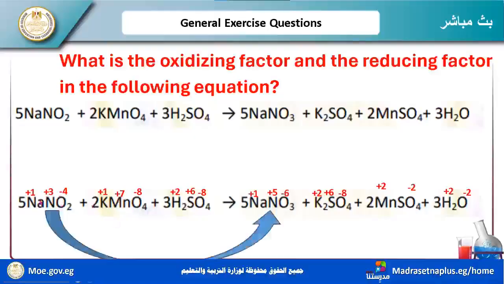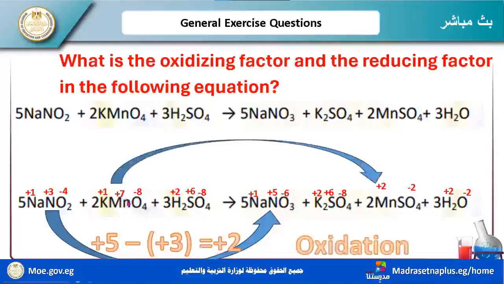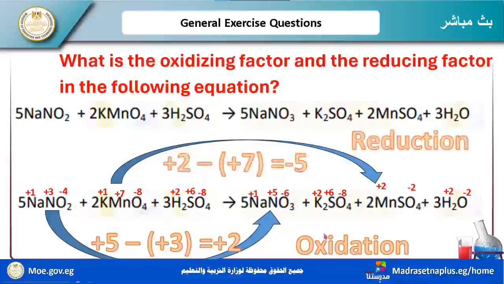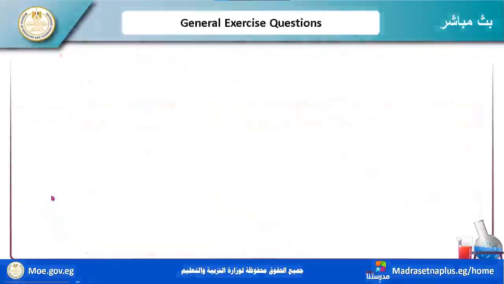Now we must change that. Nitrogen is converted from positive 3 to positive 5, now it is positive 2, losing 2 electrons. In manganese, it converted from positive 7 into positive 2, so it gains 5 electrons. This is where oxidation occurs, and here a reduction occurs. So KMnO4 is the oxidizing agent or oxidizing factor. NaNO2 is the reducing agent or reducing factor.